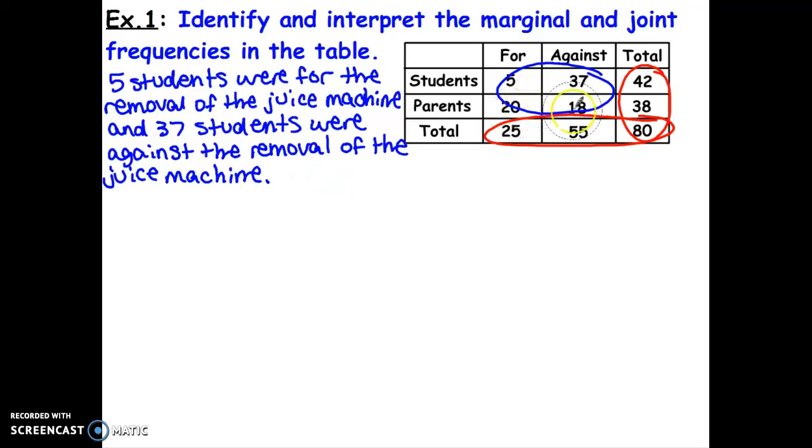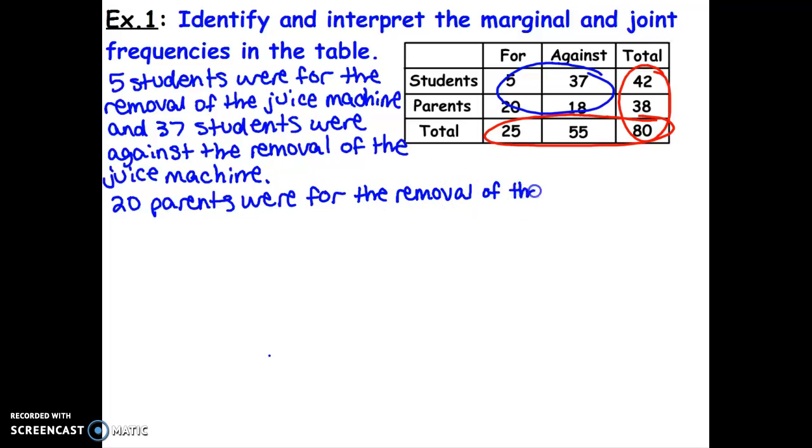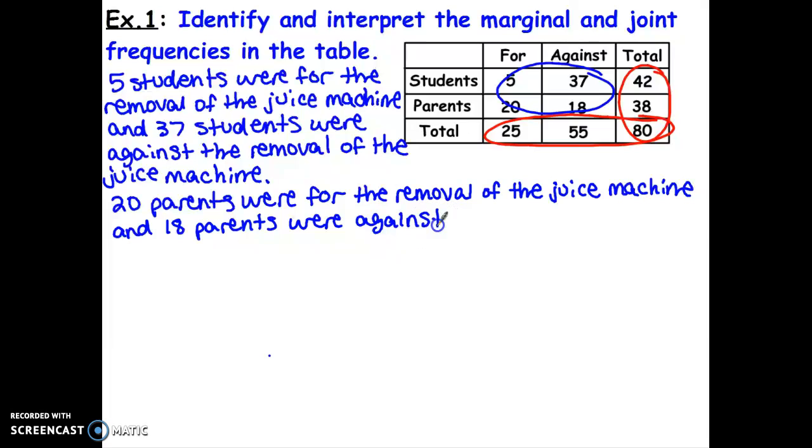Now, if we look at this 20 and 18, this tells us that 20 parents were for the removal of the juice machine, and 18 parents were against the removal of the machine.